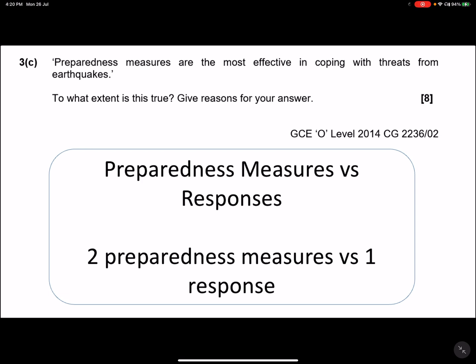Next, preparedness measures again are the most effective in coping with threats of earthquakes. So once again, this is another way of asking the same question. What are we looking at? We're looking at preparedness measures versus responses. Two preparedness measures will work against one response, or you can have one preparedness measure and one short-term or long-term response. It is totally up to you, but you must have both sides covered, otherwise it is an incomplete assessment of the response.